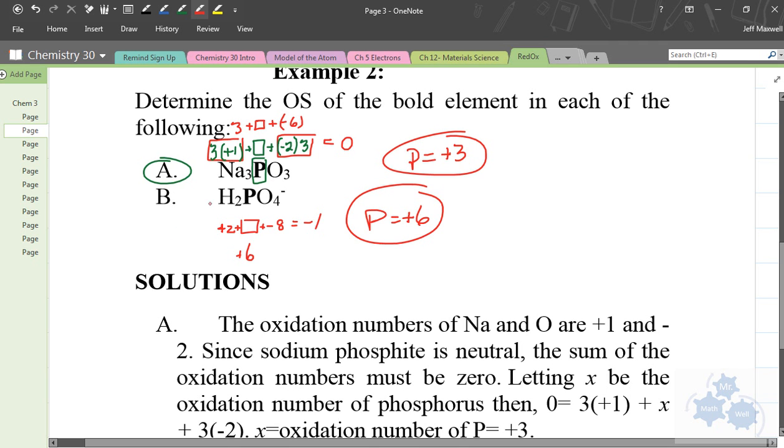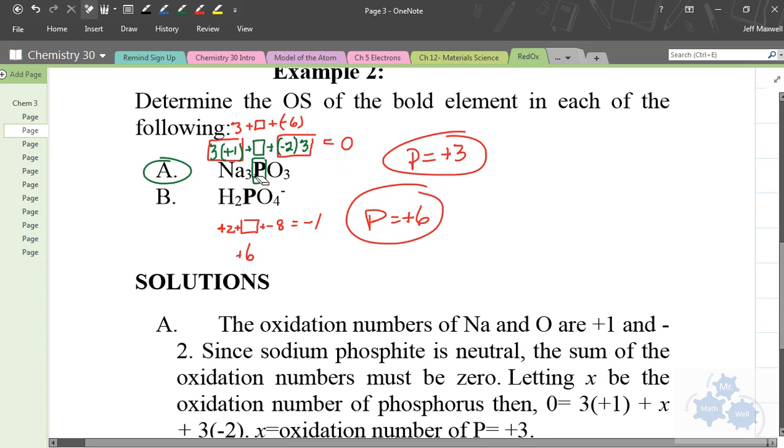Yeah. Okay, so hydrogen is +1 times 2. What does this add up to right here? 2 and 6 is 8. Minus 8 is actually 0. So what does it have to add up to? It has to add up to -1. So what should this be?